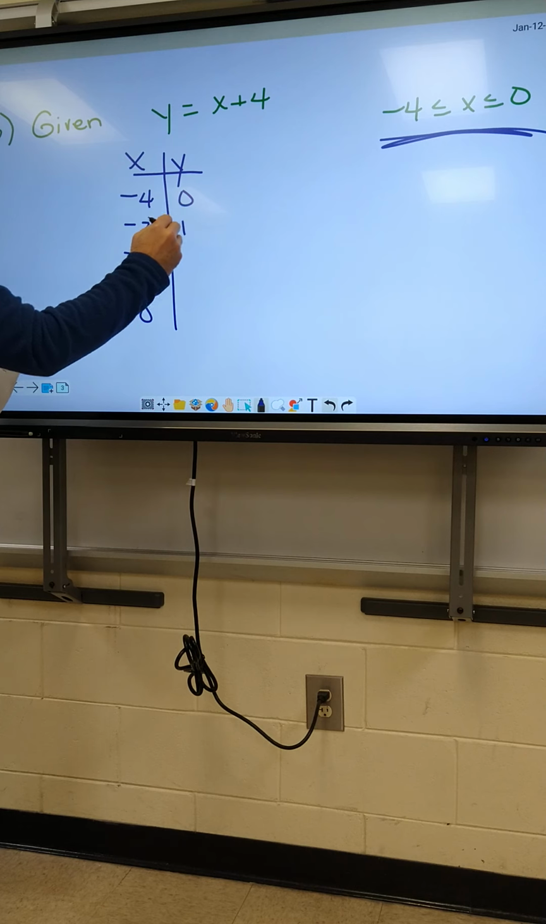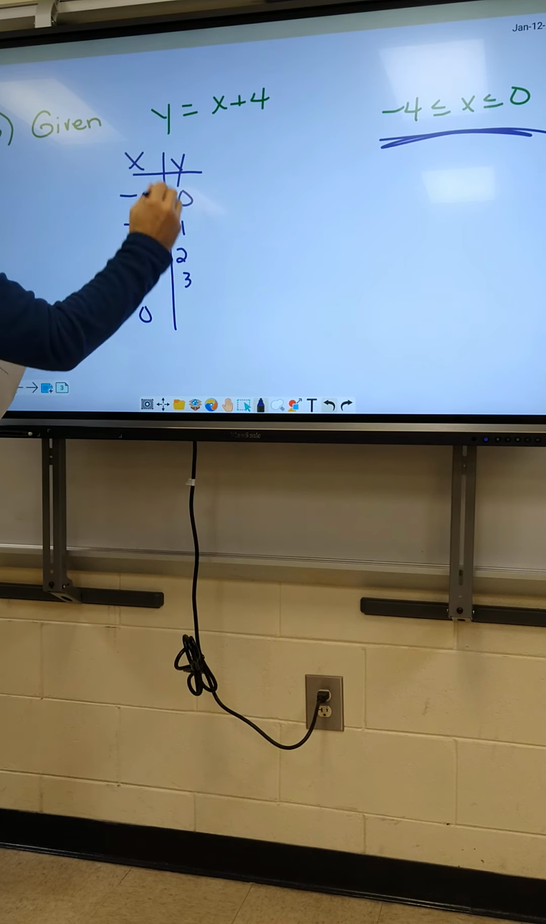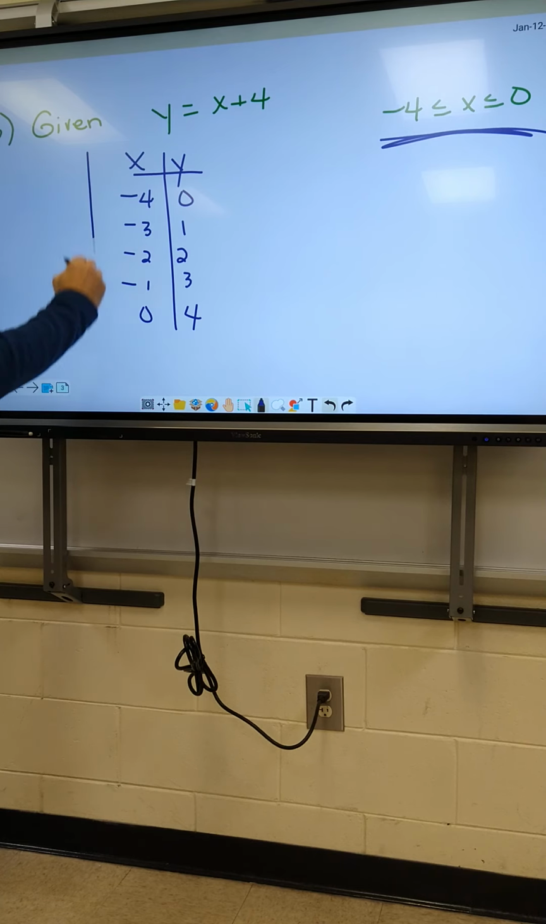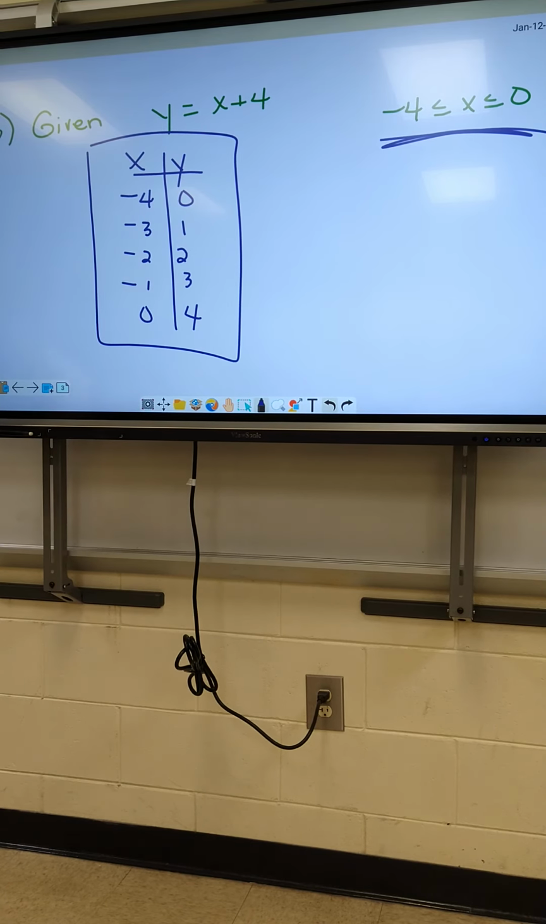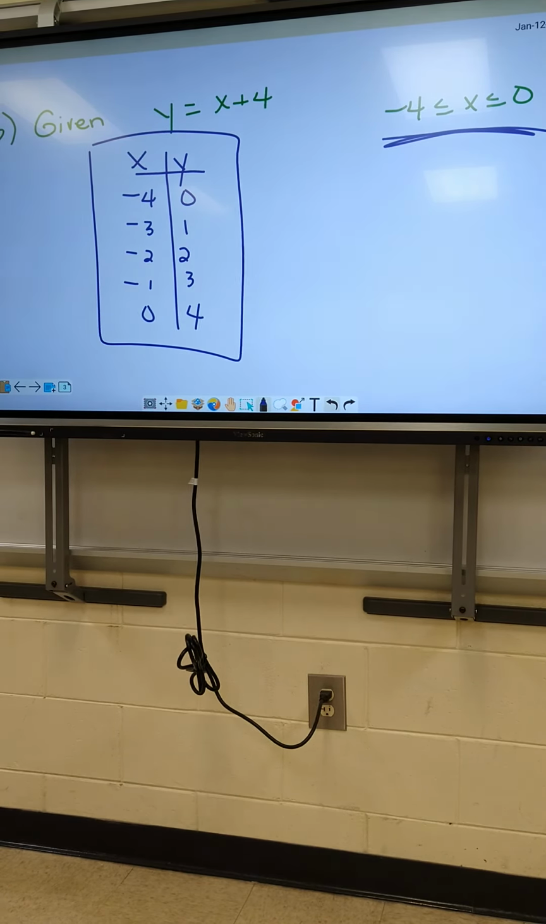Negative 3 plus 4 is 1. Negative 2 plus 4 is 2. 0 plus 4 is 4. So this is your answer on number 3, just the XY chart. It all gets added up by 1.